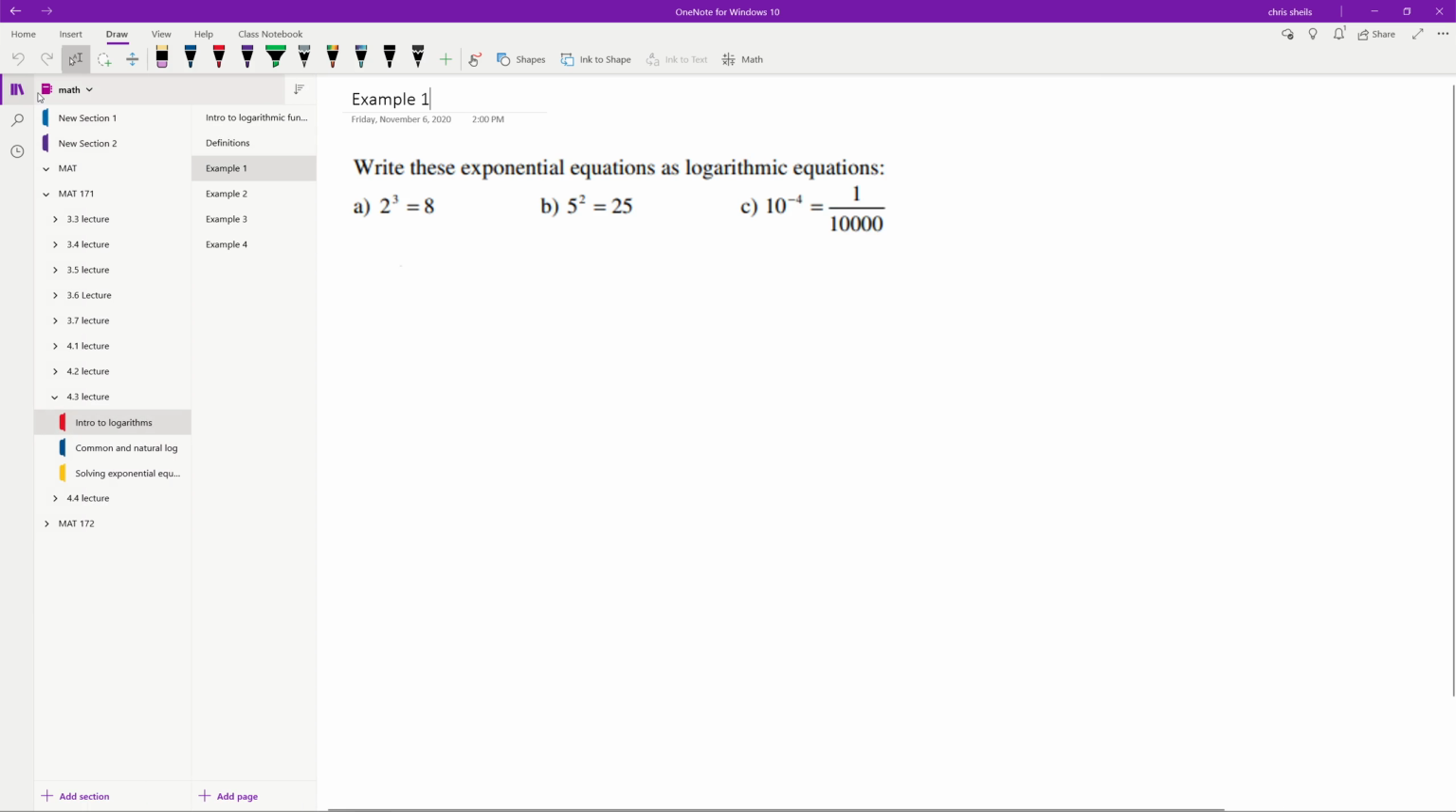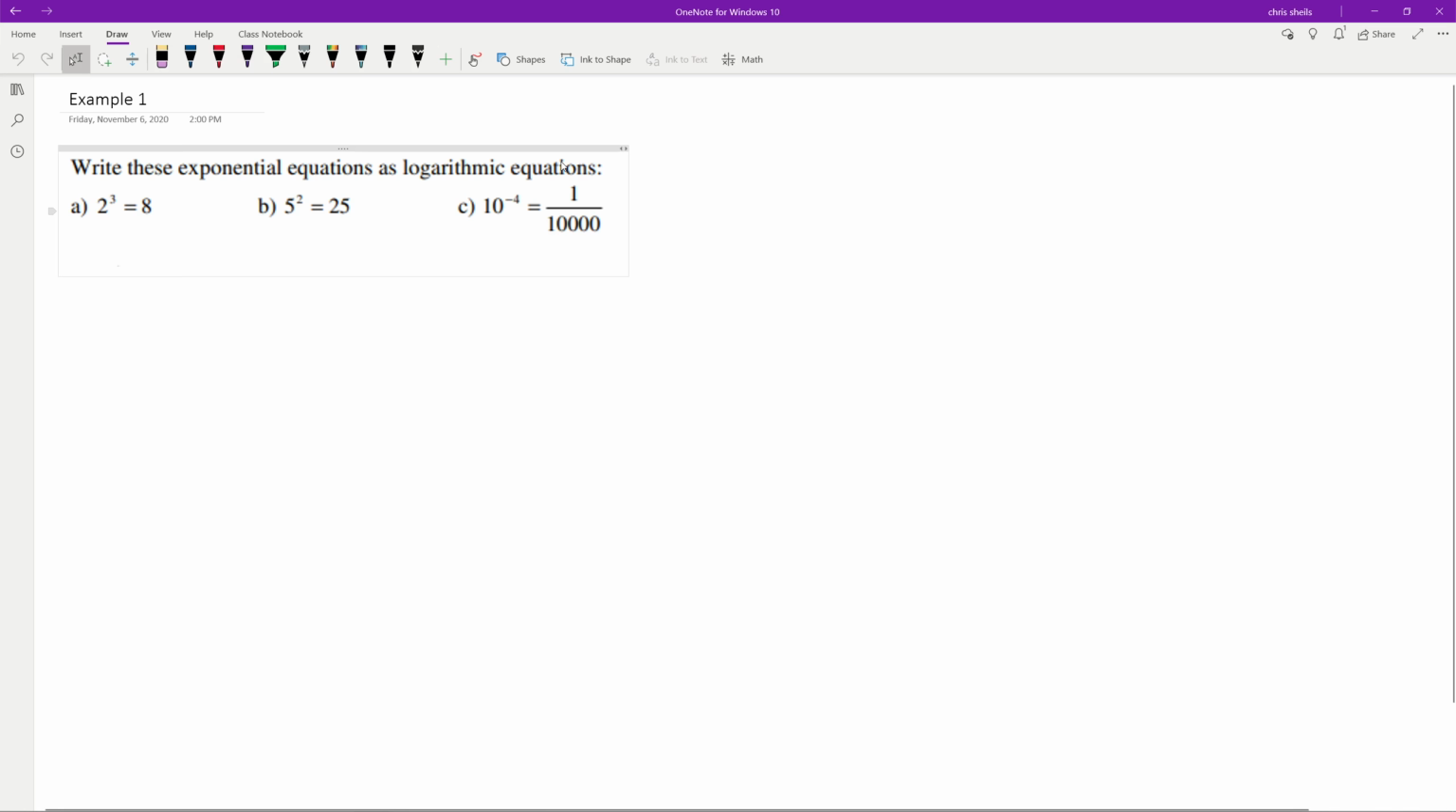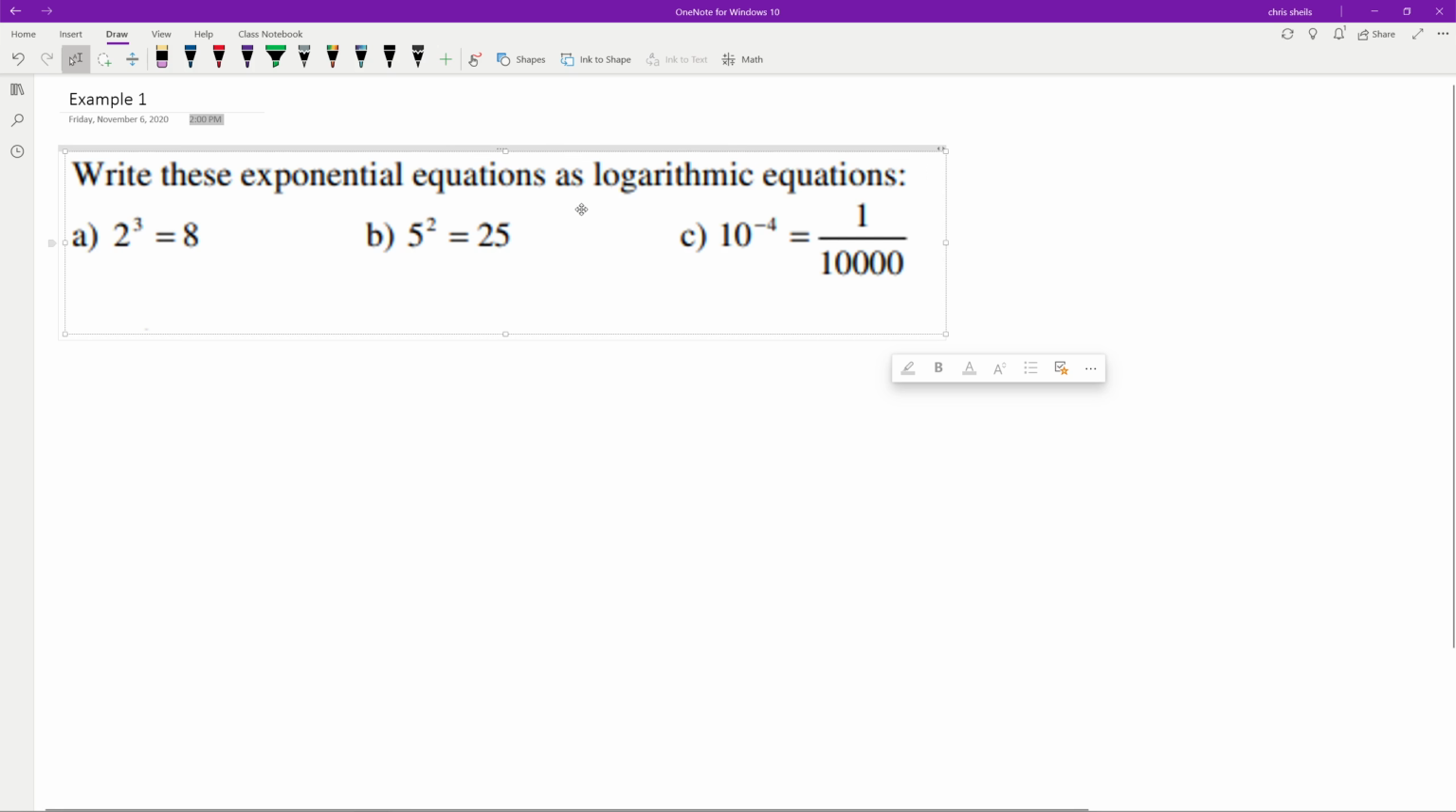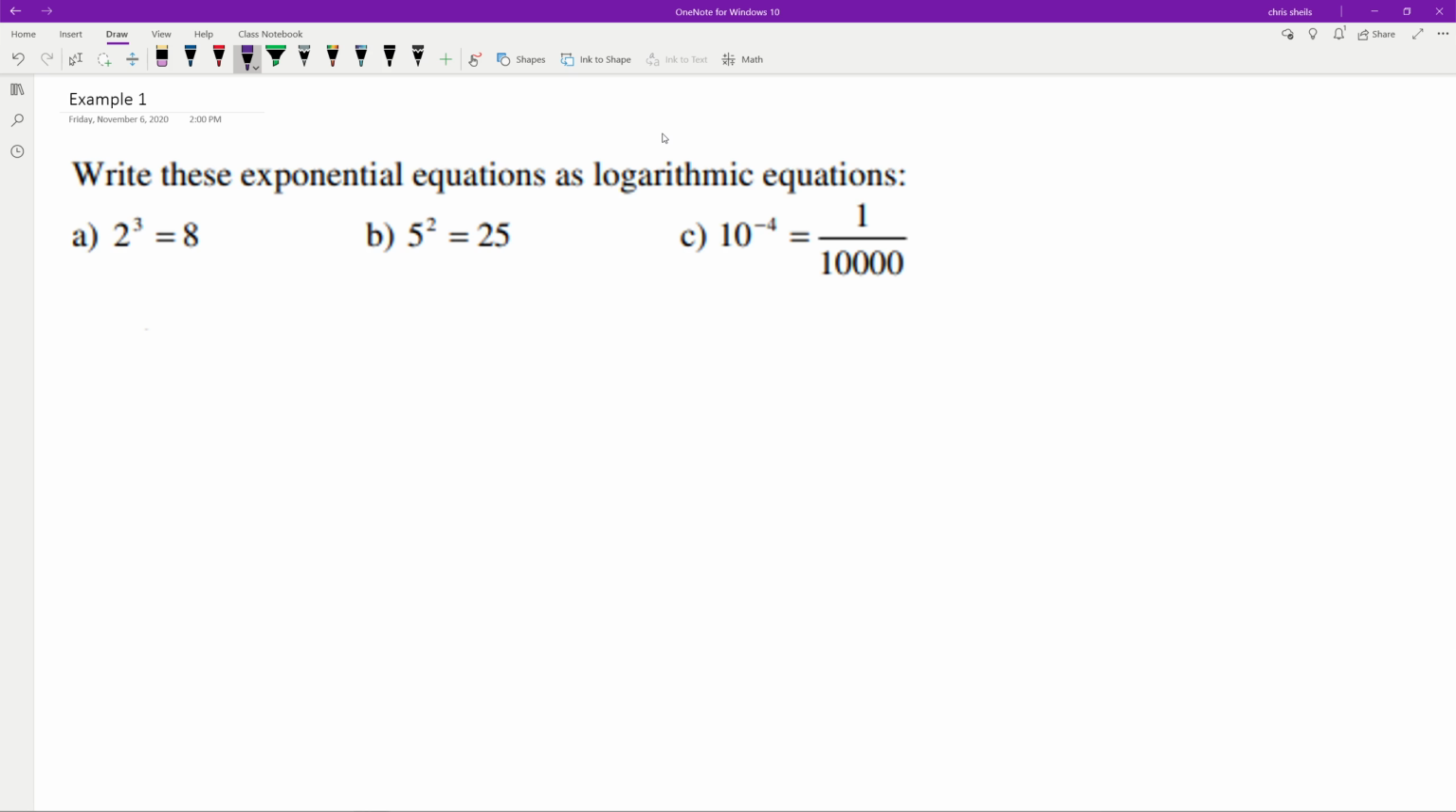Let's look at some examples. Write these exponential equations as logarithmic equations. Let's see, for the first one here, 2 cubed is equal to 8. If I take log base 2 of both sides, this is log base 2 of 2 cubed is equal to log base 2 of 8.